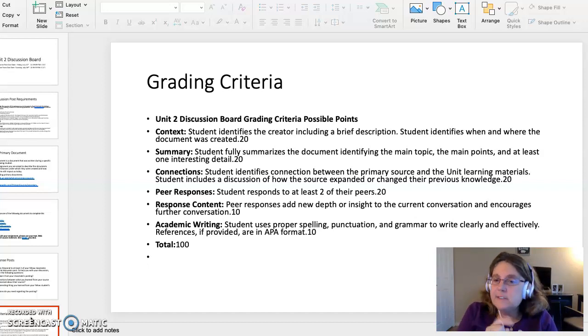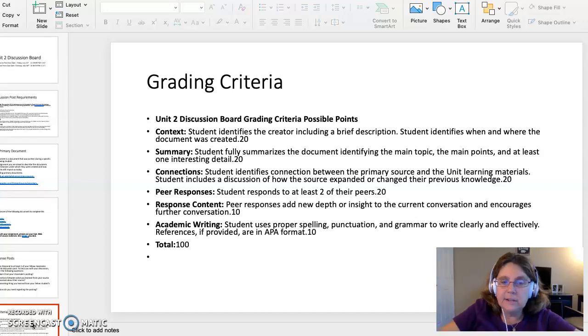Response content. This is a good one. Peer response adds new depth to the current conversation and encourages further conversation. Encourages further conversation is one of the keys. I'll put my comments, how many points out of 10. And then finally, academic writing. Student uses proper spelling, punctuation, and grammar to write clearly and effectively. References if provided are in APA format. My comments, how many points out of 10. I'll total it up out of 100. Okay, so that is the grading criteria.